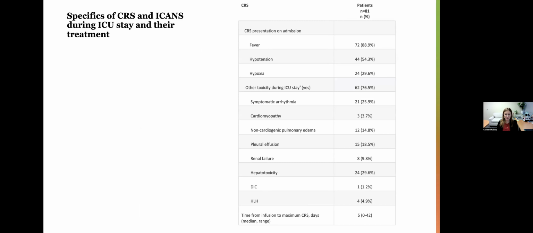This is the specifics of the CRS. Again, it all should have fever, but about 50% had hypotension, about 30% had hypoxemia. And symptomatic arrhythmias, cardiomyopathies, and pleural effusions were quite common, and hepatotoxicity was also quite common.